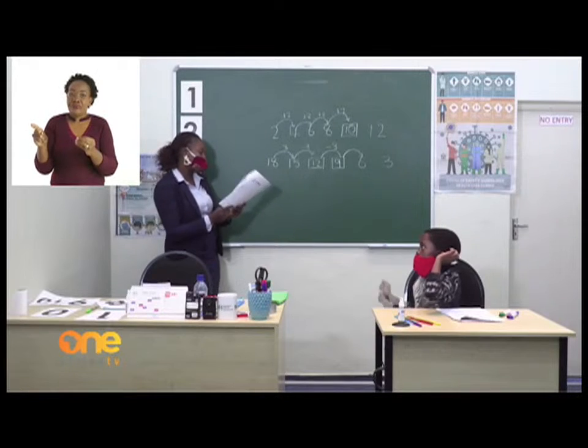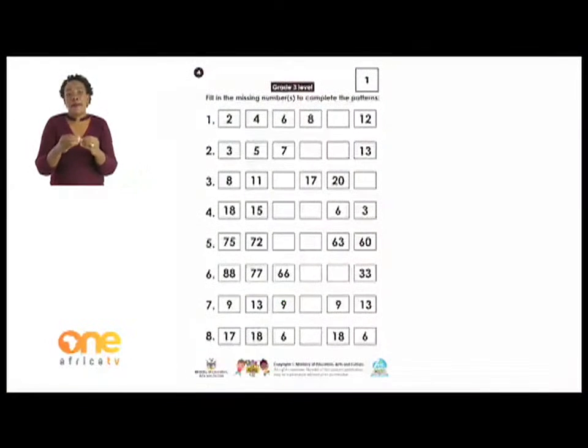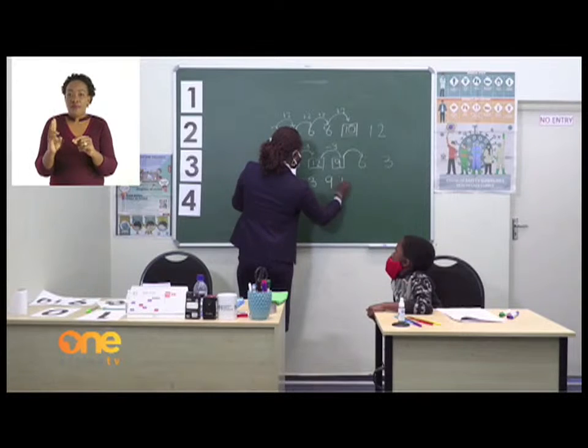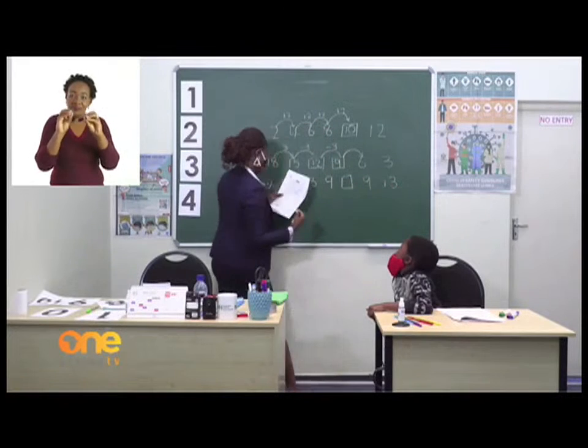We have a different concept at number 7 from our booklet. Let's check. We have a 9. We have 13. We have a 9 again. We have a box. We have 9. We have 13. Let me write it on the board. 9, 13, 9, a box, 9, 13.